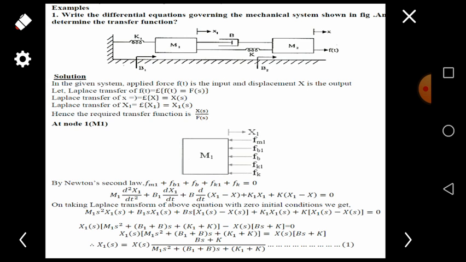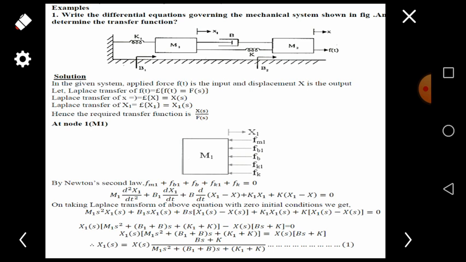Okay, in a problem we are going to see how to find a transfer function. The first problem is to write the differential equation governing the mechanical system shown in the figure and determine its transfer function. So we know that a transfer function is nothing but the Laplace transform of output divided by the Laplace transform of the input. So first we have to find each and every value for mass 1, mass 2, everything.